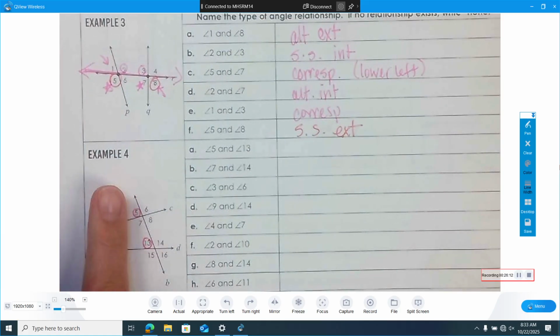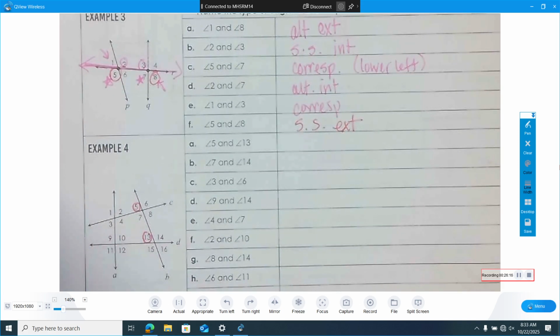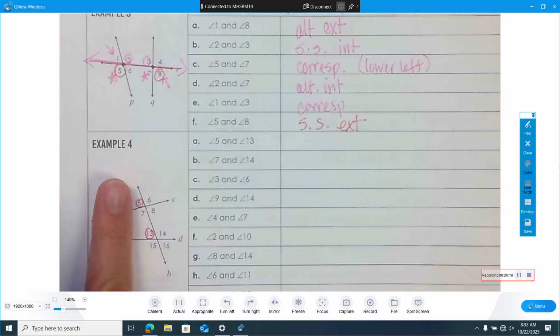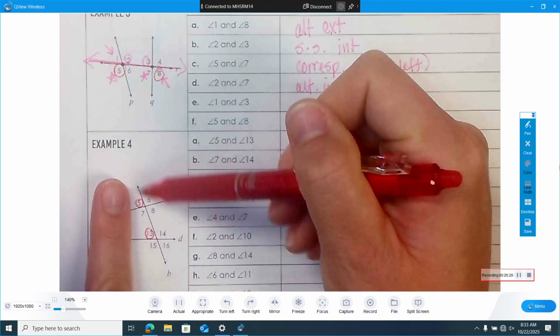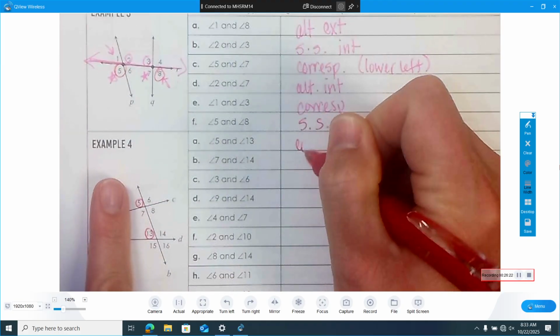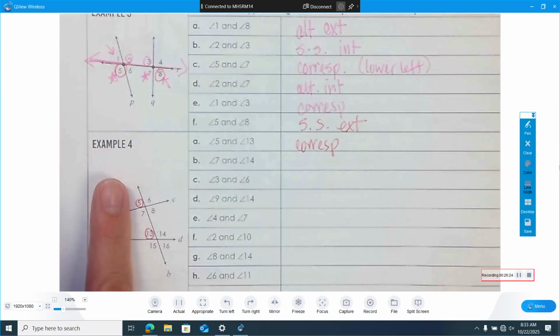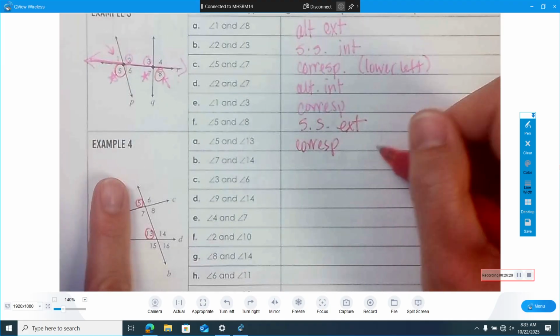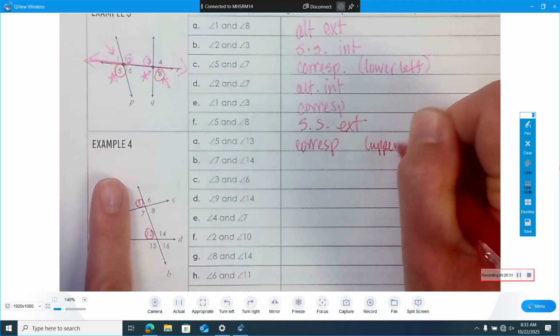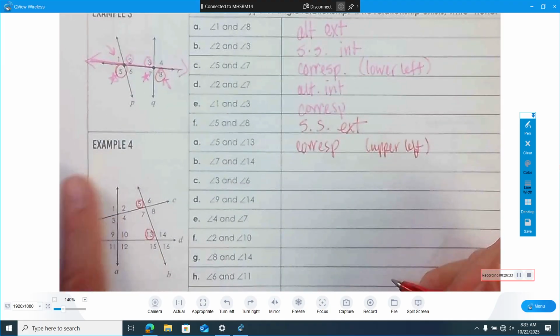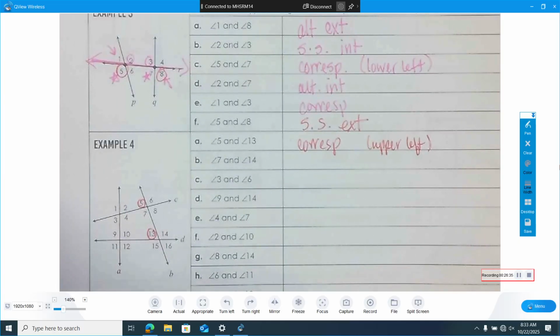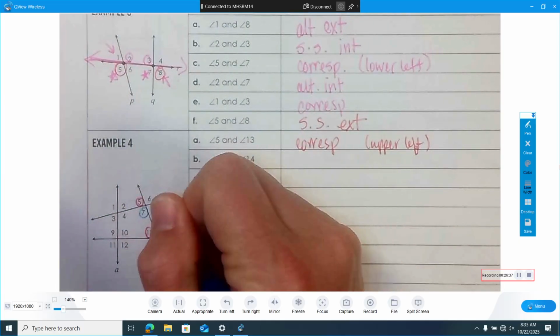Yeah. And again, if you have too much information, which is common in geometry, let's just cover up what we don't care about. And when you look, now I have transversal B, and those are definitely corresponding angles in the upper left position. Okay? Upper left position. All right, what about 7 and 14?